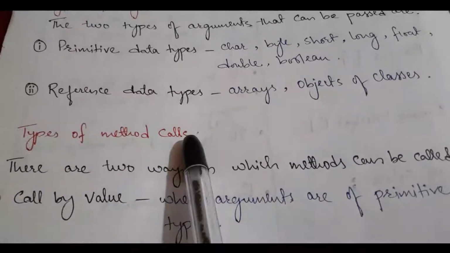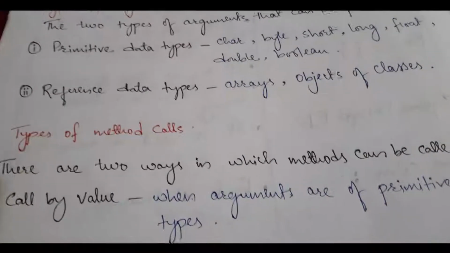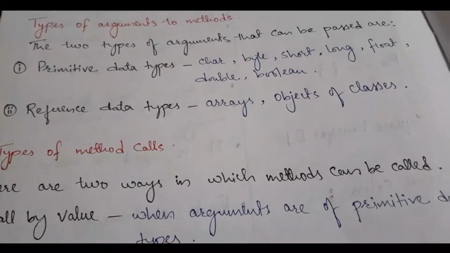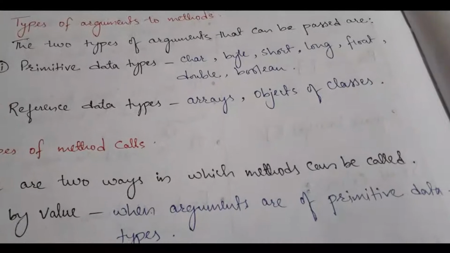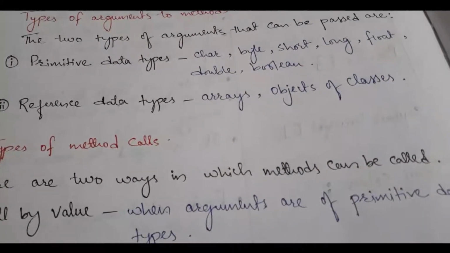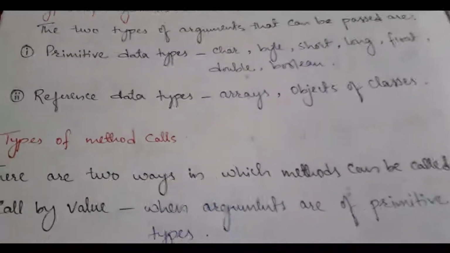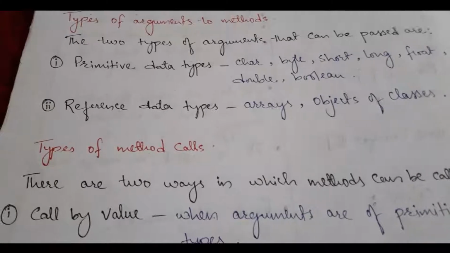Now, types of method calls. As I told you, whenever we are dealing with the programming for this chapter, we'll be finding two different types of method. One is called the method definition and another one is called the method call, or we can call it a function call. Remember, another name for method is function.